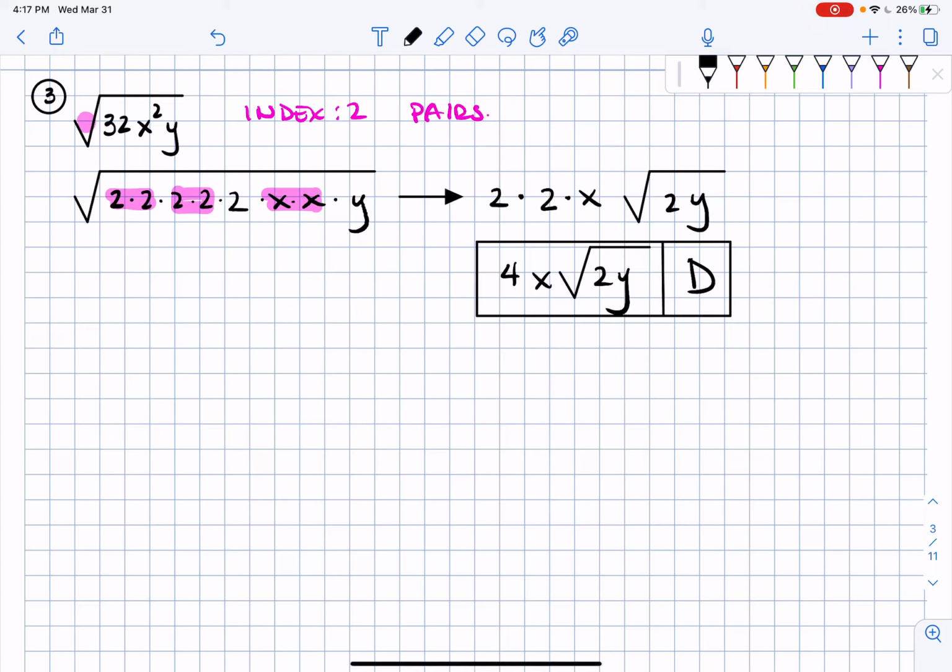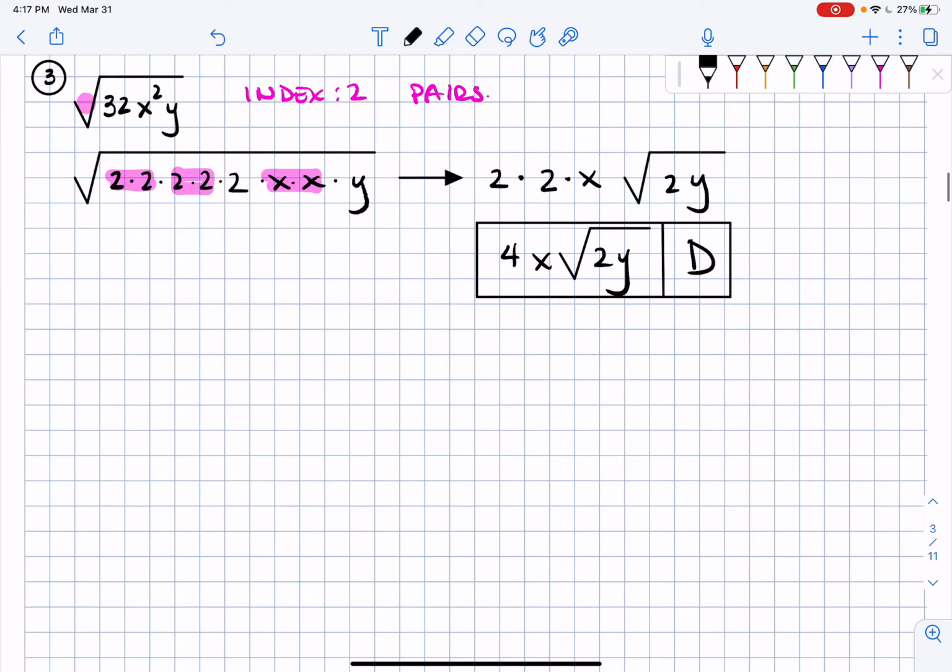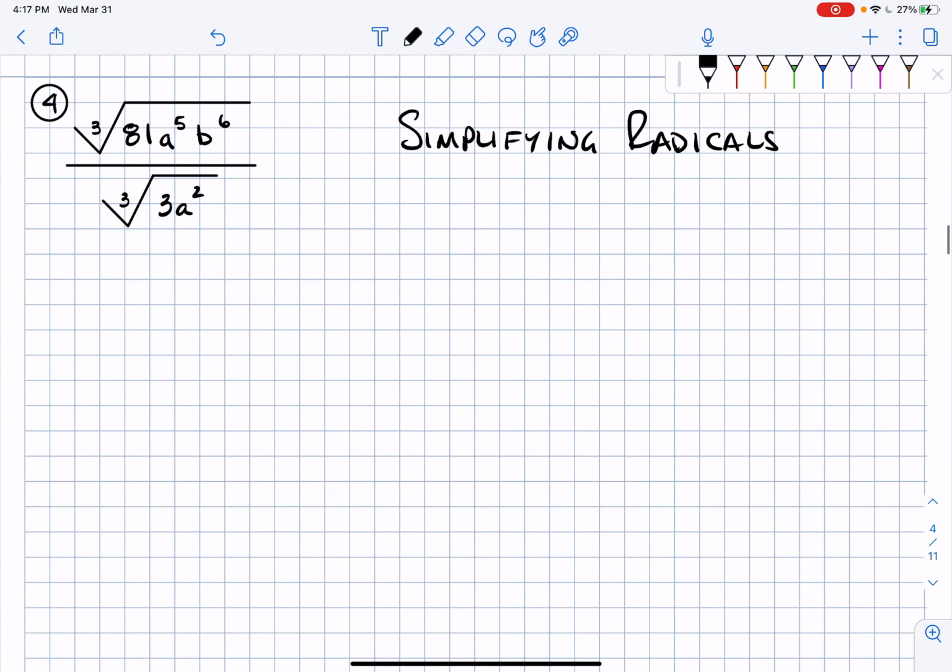There we go. There's number 3. All right, on to number 4. There's number 4. Okay, so a couple ways of thinking about this. You can either divide first. If you're going to divide, you're putting it all under one same radical.